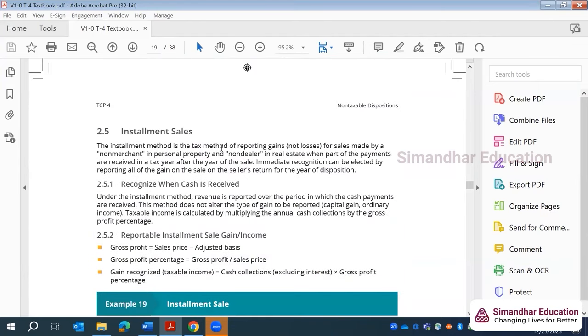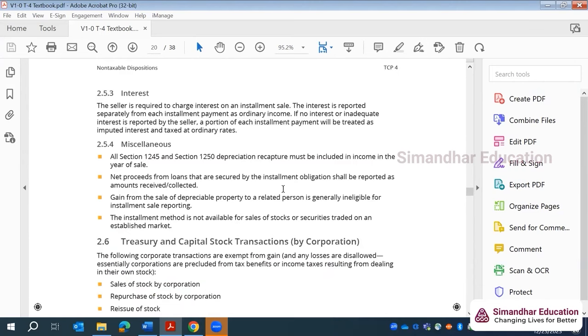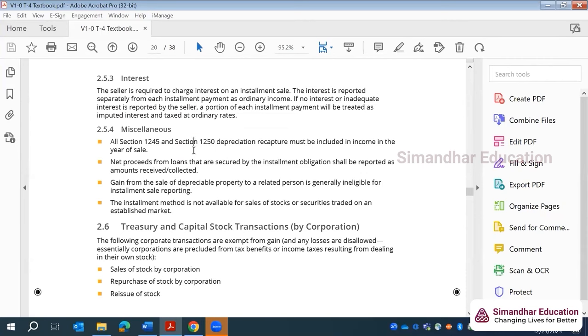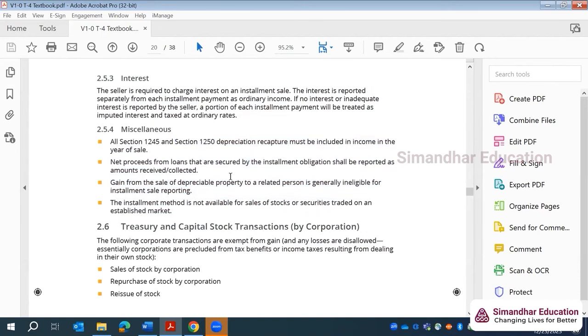And again, be mindful that this is only for non-merchants in personal property and non-dealers in real estate. Now, usually installment sale has a component of interest attached to it because you have the liberty to pay over a period of time. So, you would want to charge interest on it. And there are some additional concepts. This will make more sense once I explain section 1245 and section 1250. So once I explain that, you can come back and read this section.